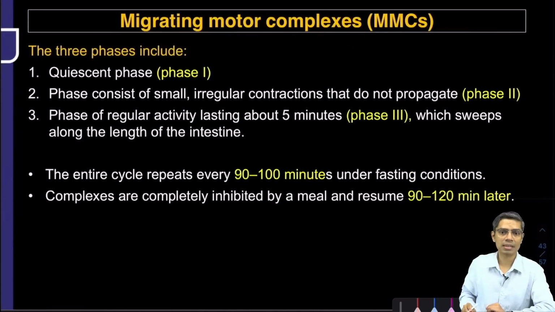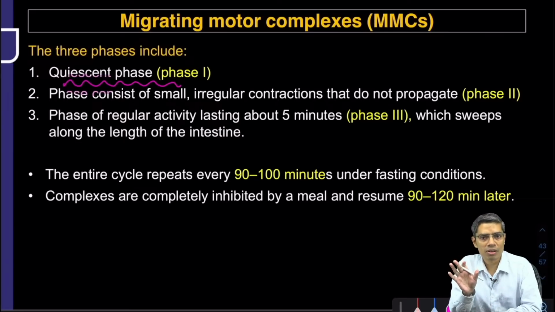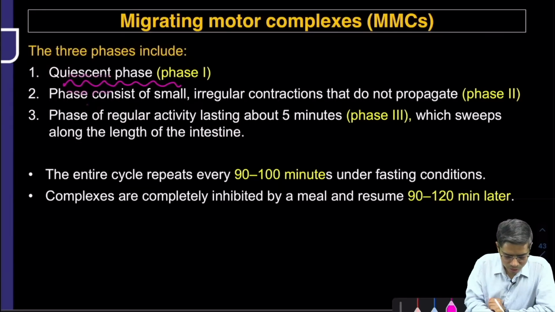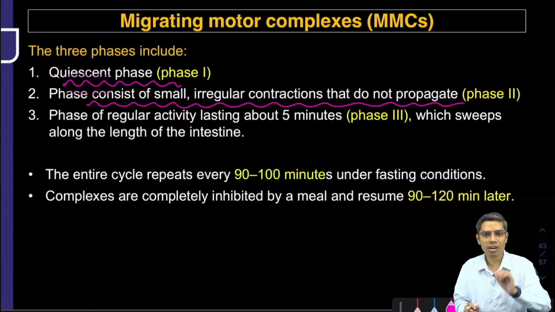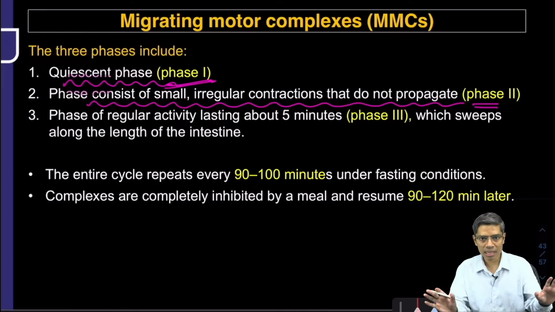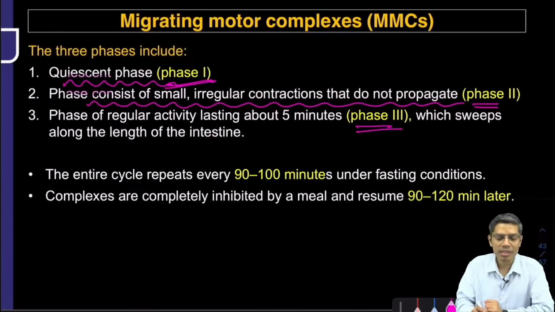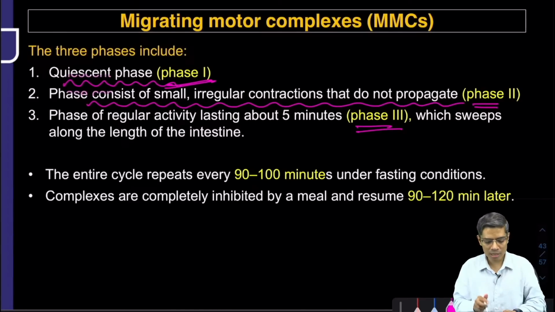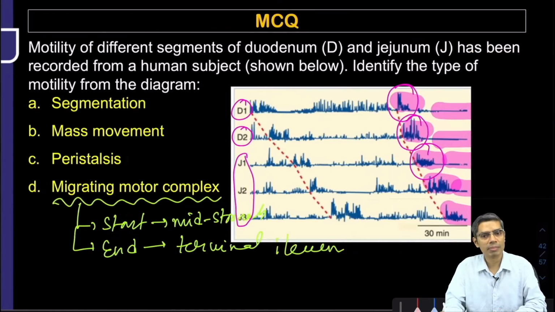Okay, those 3 phases are important. So, the migratory motor complex has 3 phases. One is the quiescent phase, right? Phase number 1 means there will not be much contraction during this phase. Then phase 2 consists of small irregular contractions that do not propagate. Small contractions will start, that is known as phase number 2. So, phase 1 no contraction at all, phase 2 irregular contractile activity will be seen, and phase 3 means strong contraction. Whatever we were seeing in the previous one, I told you this is strong contraction, this is basically your phase 3.